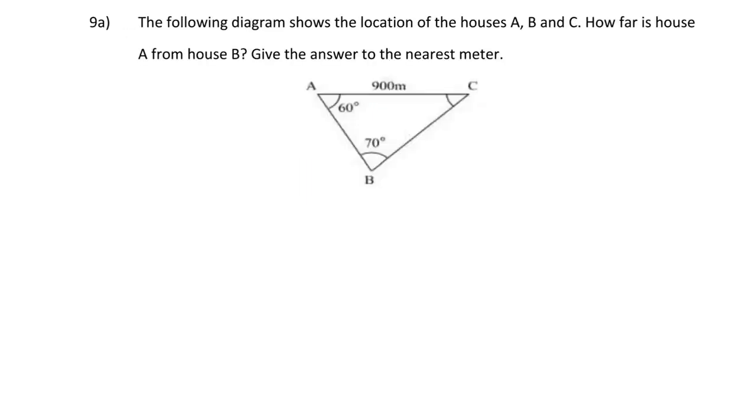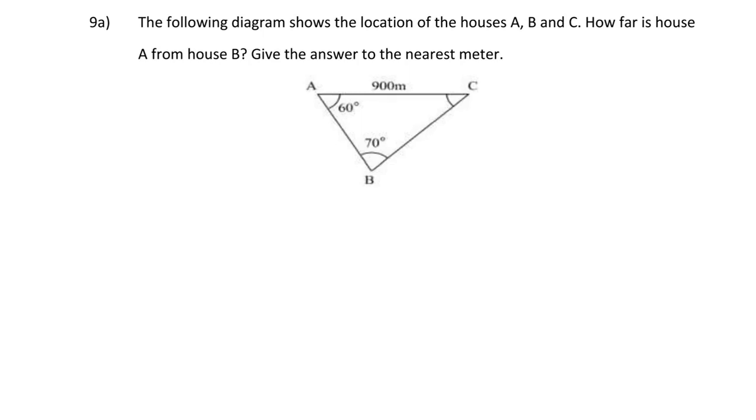Question number 9, part A. The following diagram shows the location of the houses A, B, and C. How far is the house A from house B? And for this one, we are supposed to give the answer to the nearest meters.